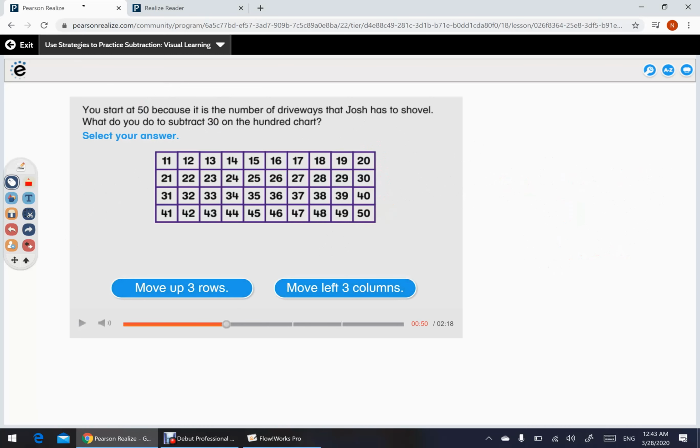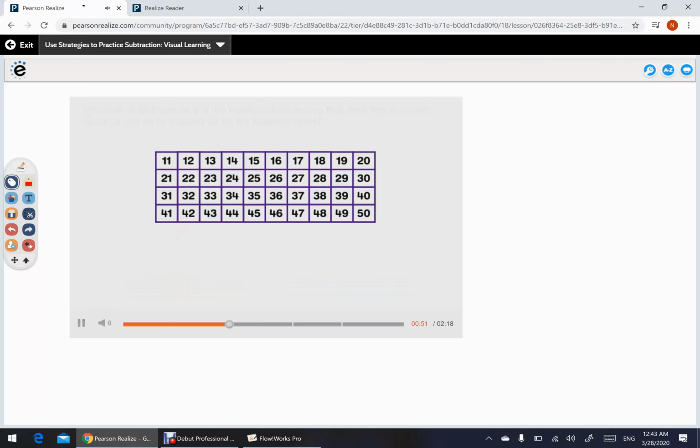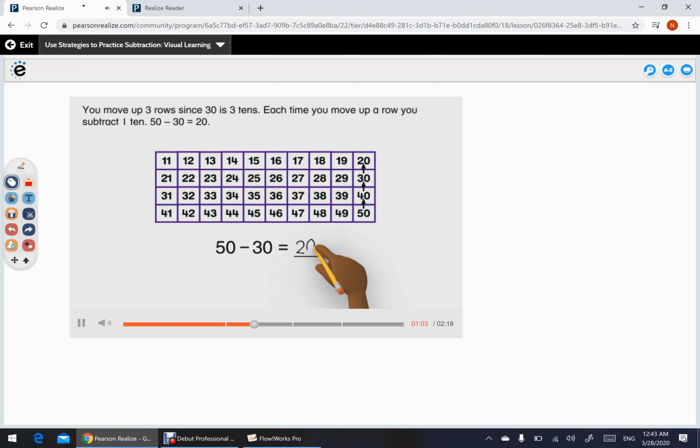So we will move up 3 rows. Select your answer. We will move up 3 rows or move left 3 columns. Bravo! We will move up 3 rows. You move up 3 rows since 30 is 3 tens. Each time you move up a row, you subtract 1 ten. 50 minus 30 equals 20.